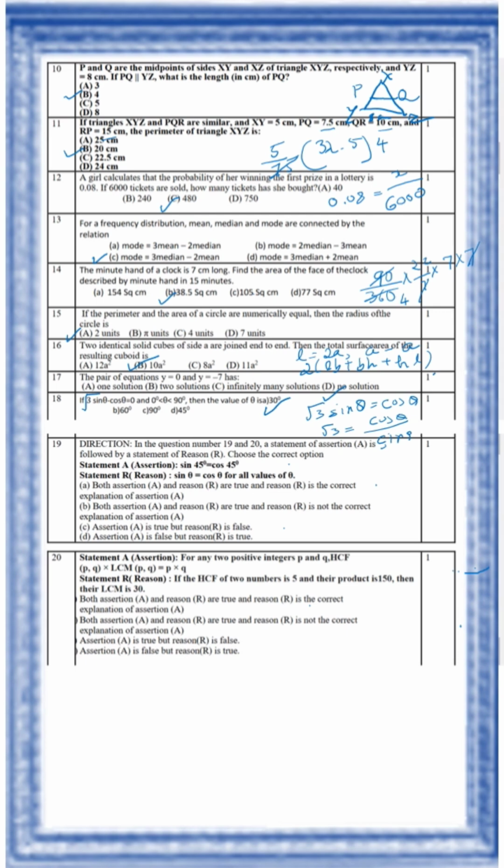19th question. Direction has been given here. Statement A, assertion: sin 45 is equal to cos 45. Statement R, reason: sin theta is equal to cos theta for all values of theta. Here which one is correct? C is correct. Assertion A is true, but reason R is false.